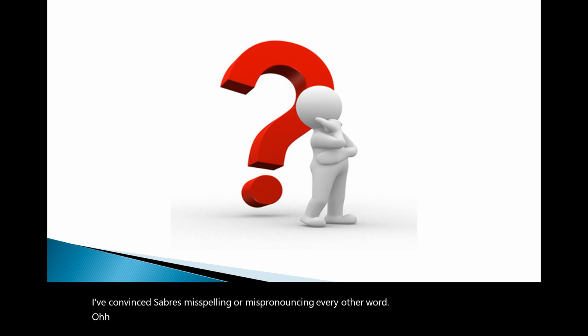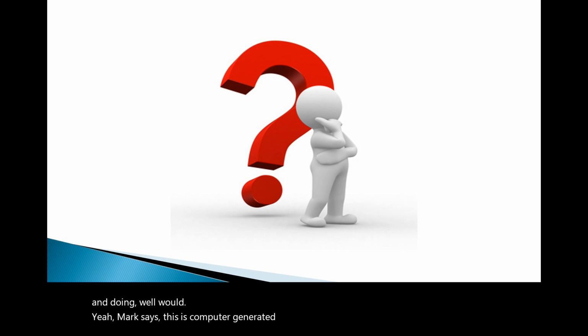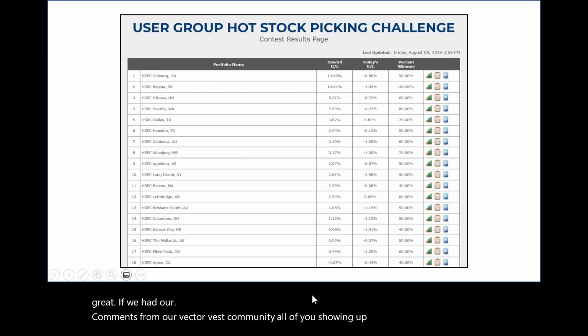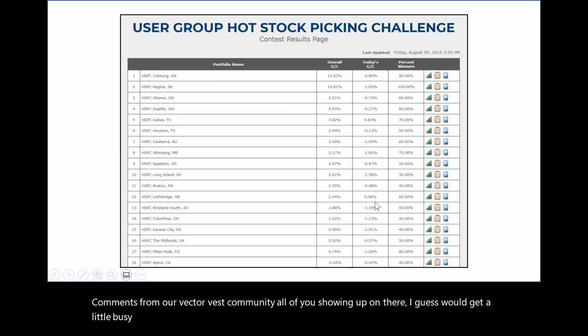Oh boy. Jim, Don won't like that. There we go. Now we're spelling Don correctly. Don Wellwood. All right. Yeah, Mark says this is computer generated, really good real time conversation to text. Yeah, wouldn't it be great if we had our comments from our VectorVest community, all of you, showing up on there? I guess it would get a little busy, wouldn't it?